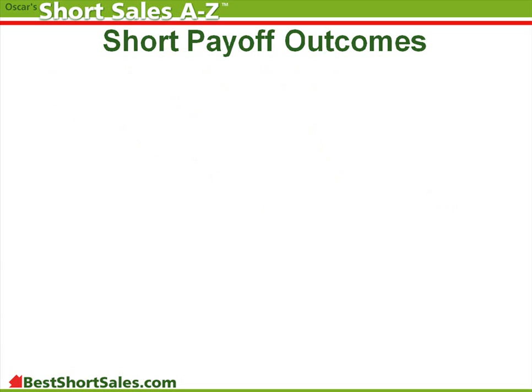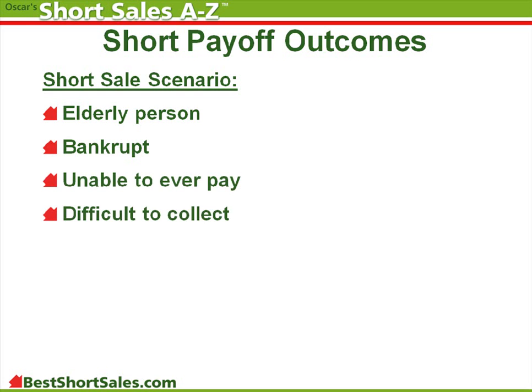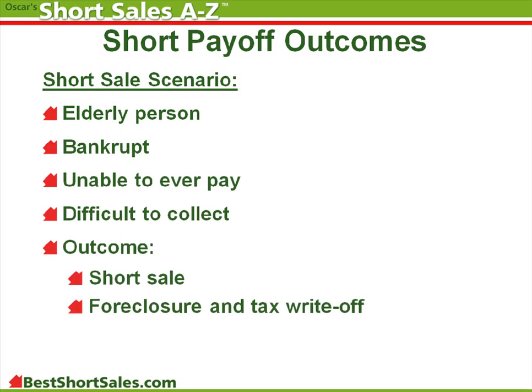These scenarios will better illustrate the reasoning. Short sale scenario. Chances are that an unemployed 70-year-old person who is in bankruptcy will never be able to pay the debt. It will be difficult to collect from this person. In this case, chances are that a creditor will either take a short sale or foreclose and claim a tax write-off for the debt.